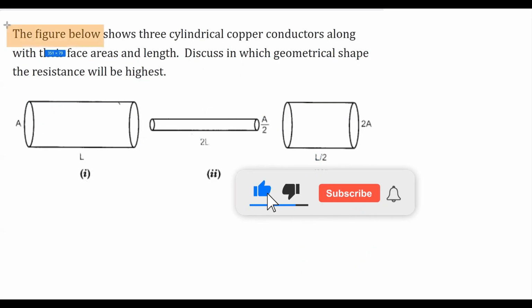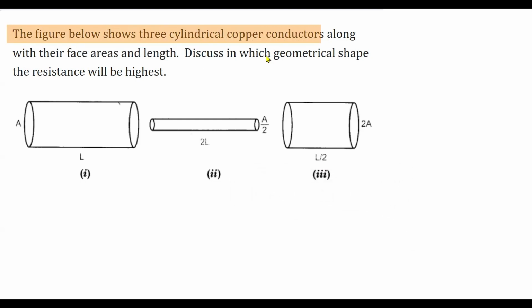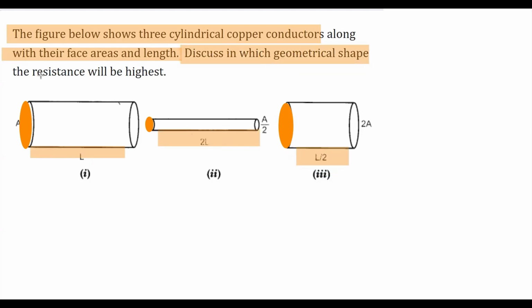In the next question, he says a figure given below with 3 cylinders. As you can see here in the figure, there are 3 cylindrical copper conductors along with their face area and the length. By face area, they mean the cross section area. And length is what we can see from here. The length is L, this is 2L and L over 2. Now, what we have to discuss is the geometrical shape having the highest resistance.